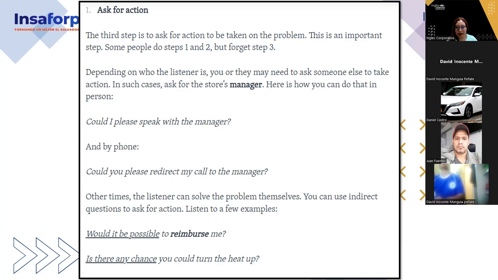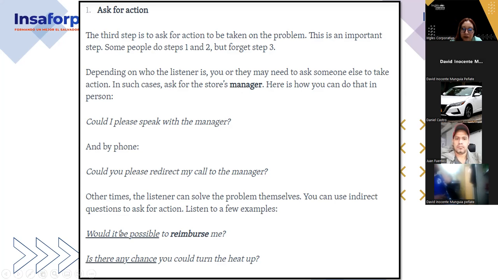Para pedir que se haga algo, para llegar a este paso, usted puede ocupar expresiones como podría hablar con el gerente, o con el supervisor, o con el jefe, right? Could I speak with? Y dice con quién podría hablar, right? O could you please redirect my call? Si fuera por teléfono, podría redirigir mi llamada. Y le dice a quién, right?